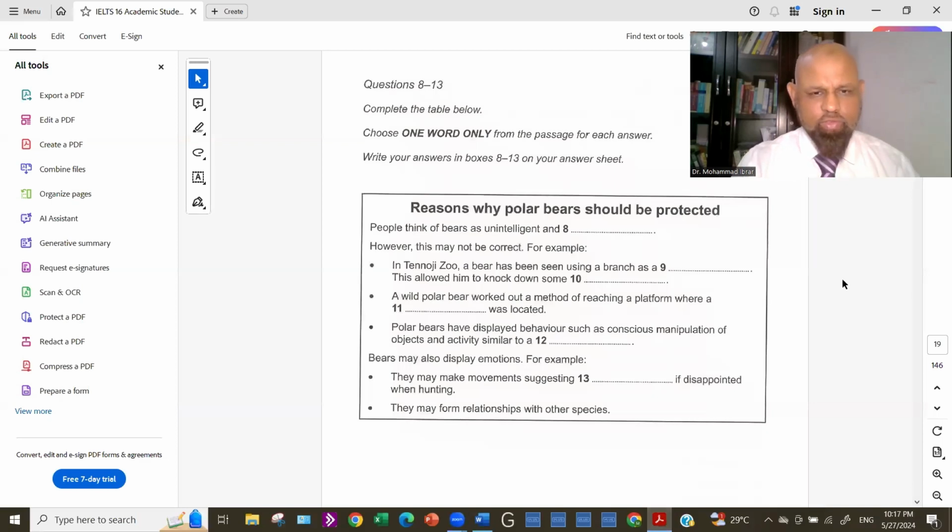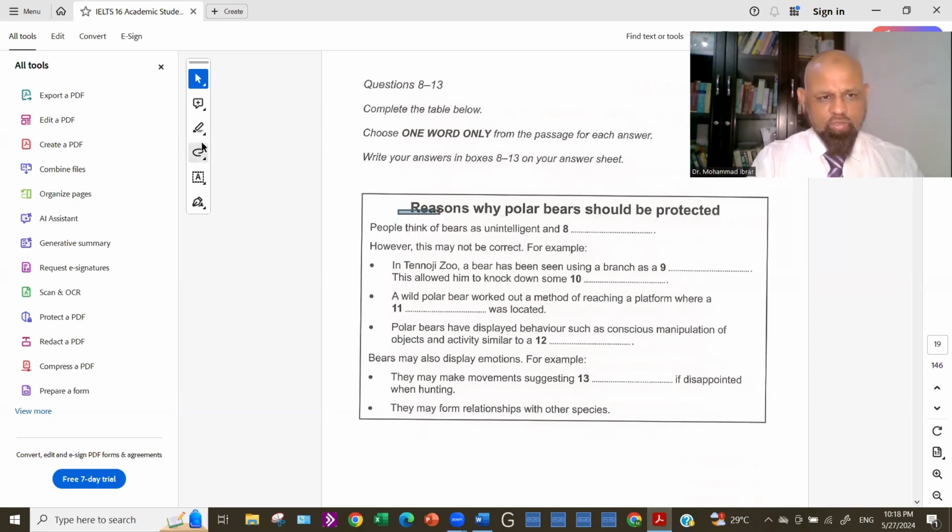Here is the task. Complete the table below. Choose one word only from the passage for each answer. So we need to put just one word in the gap. Not two, not three. Okay? Now, reasons why polar bears should be protected. This is our heading. So we have to look for a paragraph where you find reasons why we need to look after polar bears.